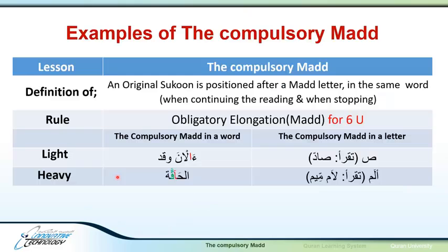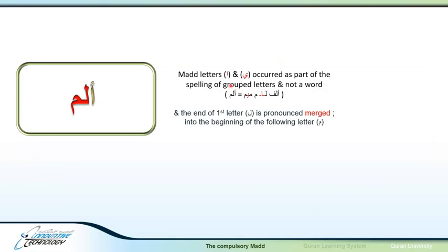Sad. Now the last example is Alif Lam Mim, where we have 3 letters: the alif, then the lam, then the mim. The last 2 of them have mad letters. The lam has an a in the middle, and the mim has a ya in the middle. So the mim at the end of the lam is to be merged into the beginning mim. So the end of the first letter with a vowel, the lam, is pronounced merged into the beginning of the following mim letter. We say lam mim, but we merge the 2 together.